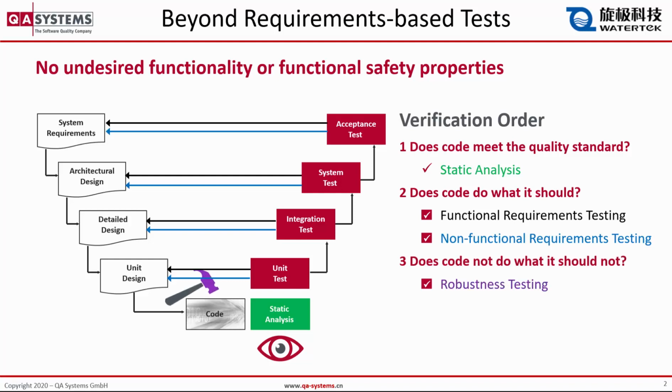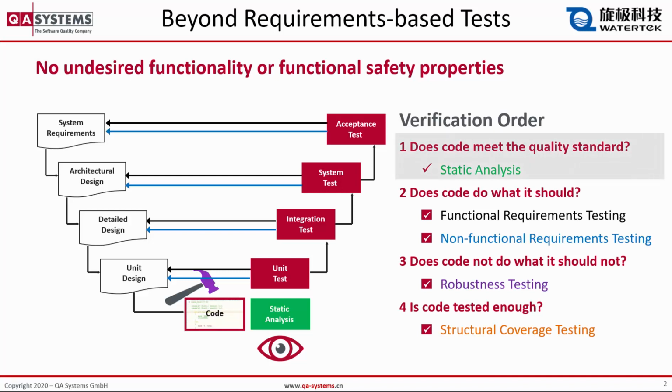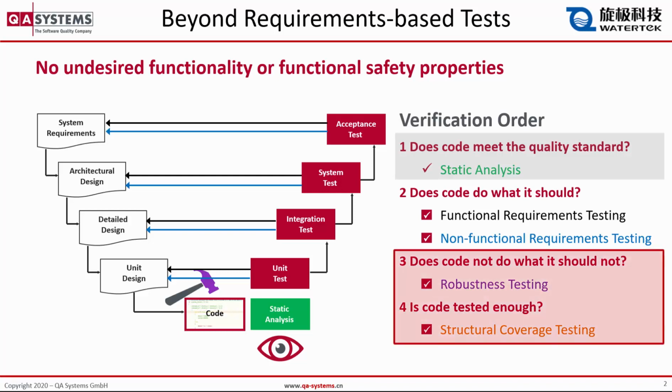But beyond that, we have to look at whether the code does not do what it should not do. You may consider this a form of robustness testing. And of course, is the code tested enough? The purpose of structural coverage testing. In this presentation, we will not focus on static analysis, but on the dynamic testing capabilities and how that goes beyond requirements-based tests. So that's really 3 and 4.